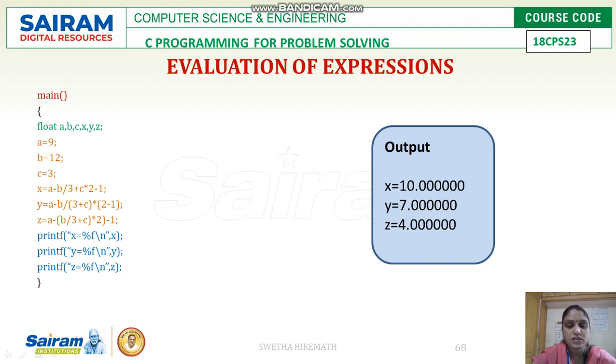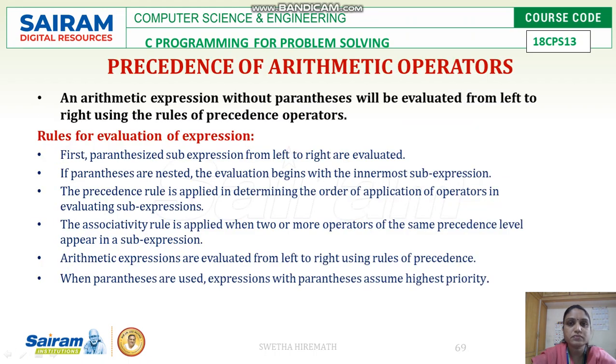If we have nested parentheses, as shown here, then the innermost parenthesis has to be executed first, then we go to the outermost parenthesis. Once we evaluate this and print the values, we get x equal to 10, y equal to 7, and z equal to 4.